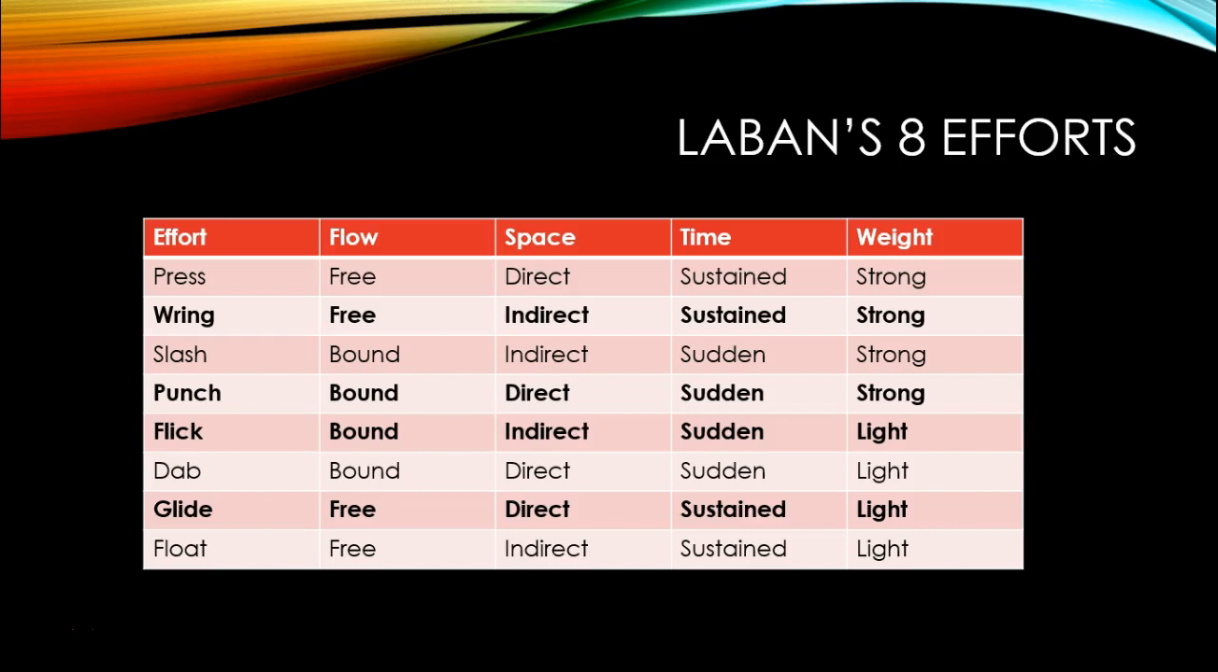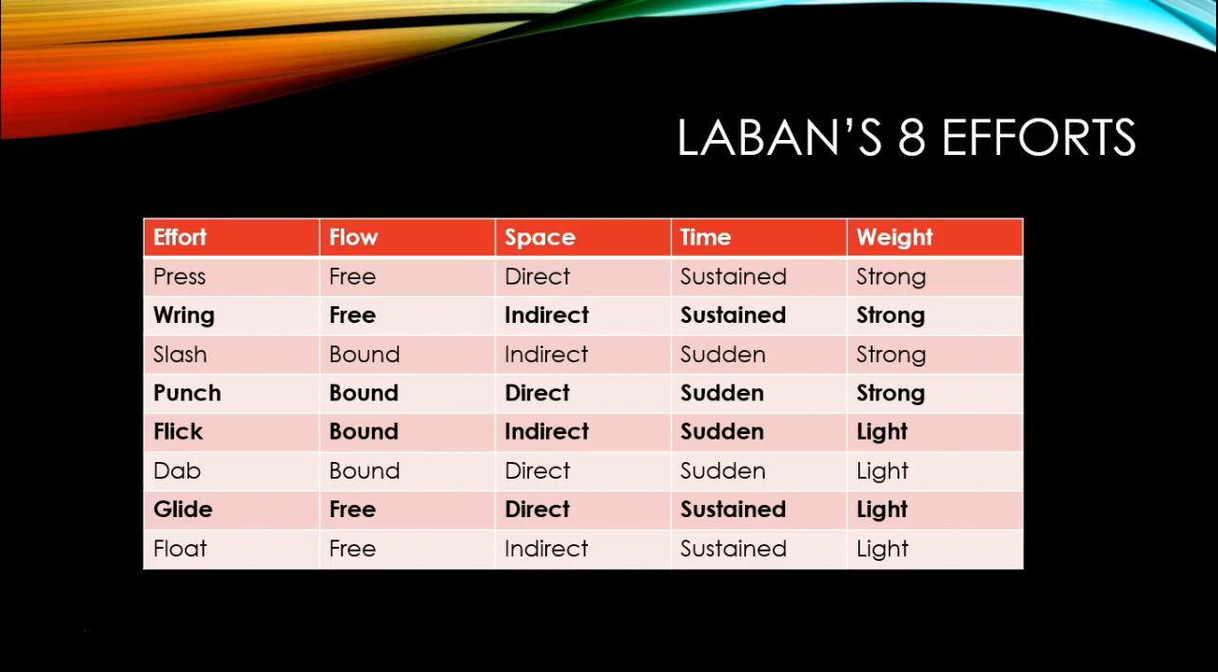So you can see ring. Ring is a free flowing movement which is indirect in space. Okay. It is sustained in time and it has a strong weight to it. Okay. Imagine the wringing of a towel. Punch, it's very bound, it's very direct, it's very sudden, and it's very strong. Okay, think of a punch. The names are very closely related to the way that you would portray it in your body. Okay, you're using your muscles and your flexibility, your strength to portray these movements.